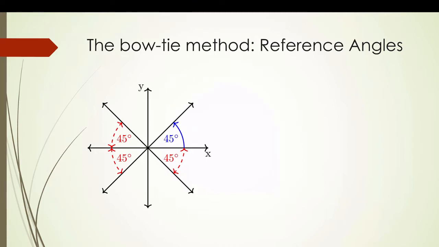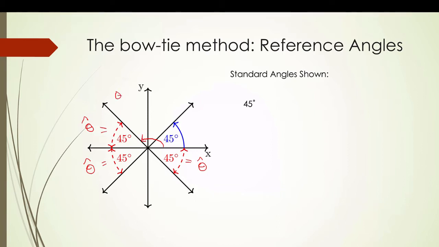A reference angle is denoted with theta with a little hat over the top of the angle. So each of these red angles is a reference angle that's shown as theta hat. The standard angle shown is the blue 45-degree angle. There are three other angles that are standard angles in this picture.